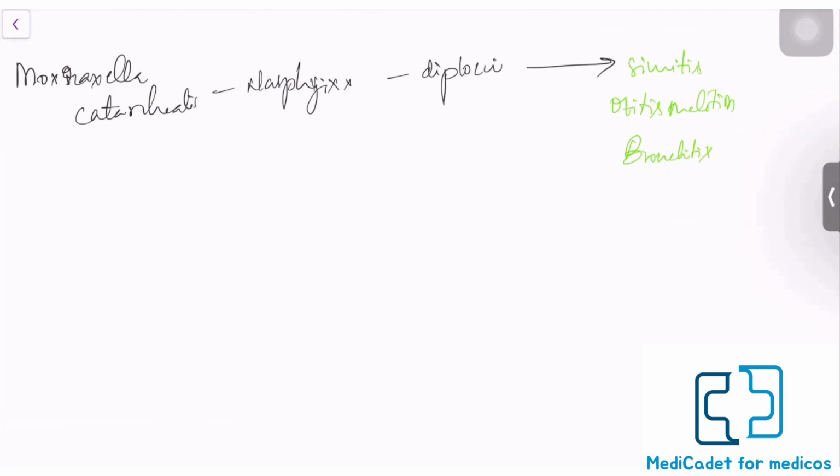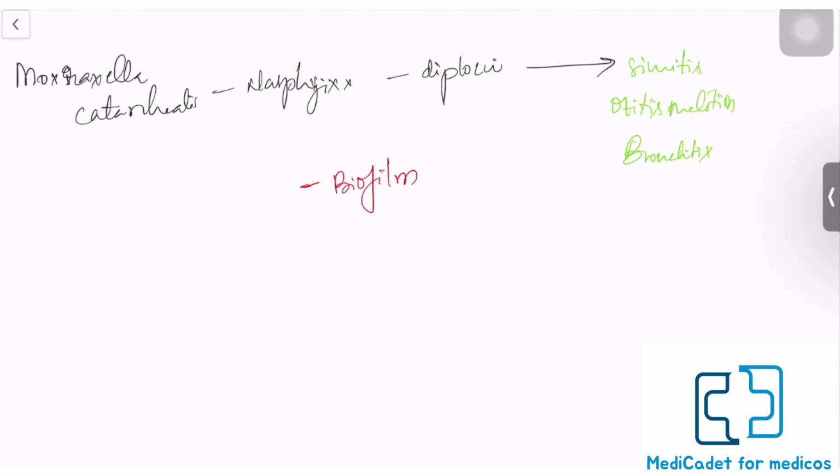Okay, so what are its virulence factors? One is biofilm formation. There's one more bacteria we have discussed which forms biofilm. Can someone name it? Staph epidermis. Strep? Which group of strep? Staph epidermis.